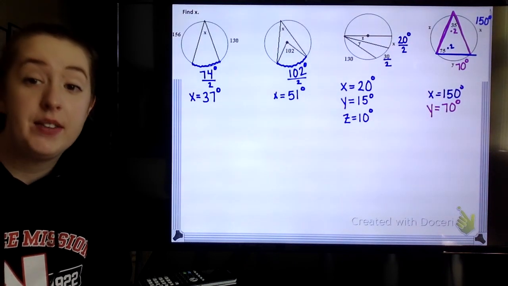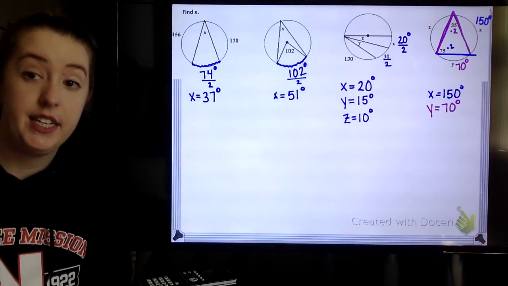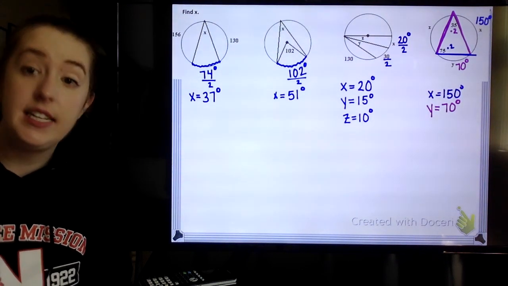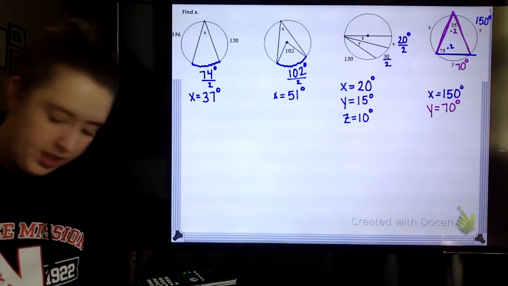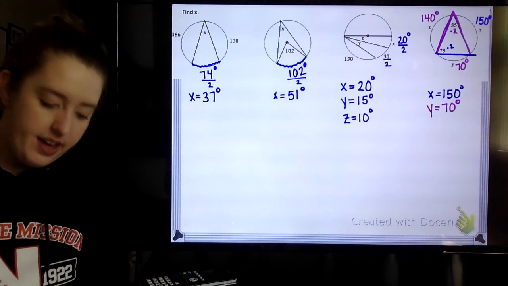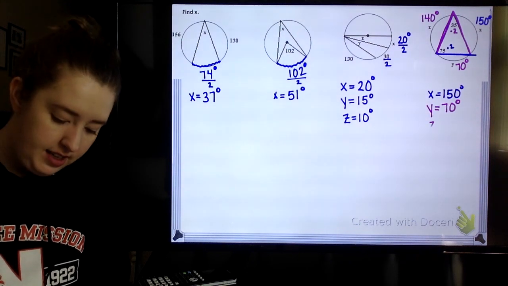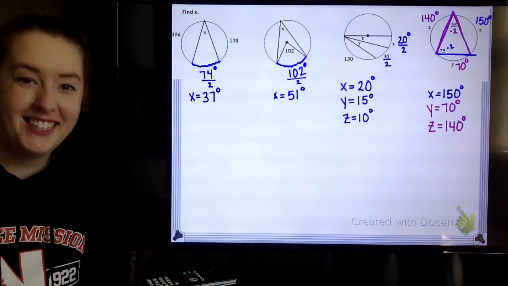Now we need to figure out z. So we know that the entire circle is 360 degrees. So I'll take 360 minus 150 minus 70. And that will leave us with 140 for that arc right there. So that means that z equals 140. Good deal.